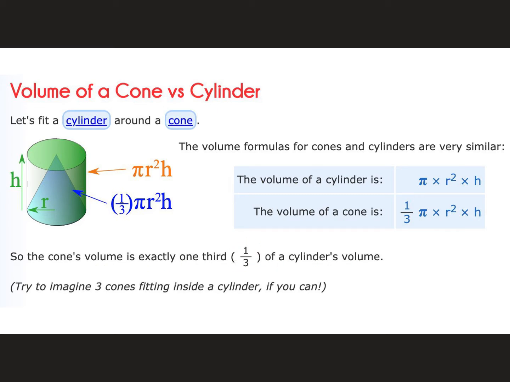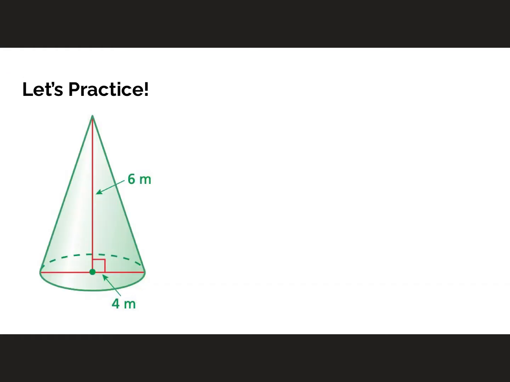You can also think of it as pi times the radius squared times h divided by 3. So try to imagine 3 cones that fit inside a cylinder if you can. That'll help you remember the formula. It is, of course, on your formula sheet, including for MCAP.